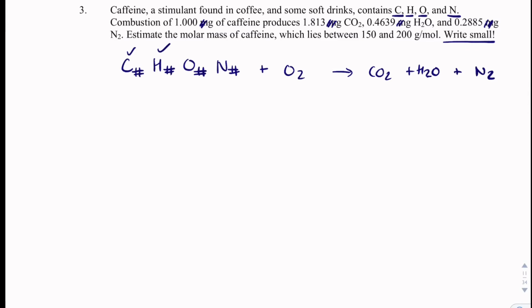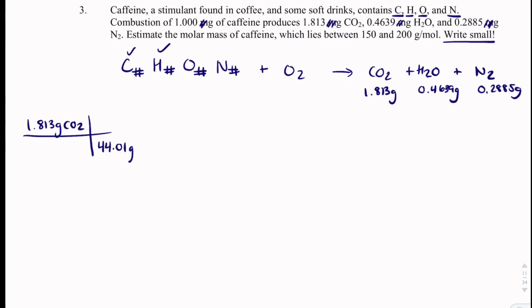On any combustion analysis, let's just go ahead and get our C's and our H's. So we have 1.813 grams here, and we have 0.4639 grams here, and then 0.2885 grams here. So 1.813 grams of CO2. There are 44.01 grams of CO2 in 1 mole of CO2. And then in 1 mole of CO2, there is 1 mole of C. So I will solve that in just a second.